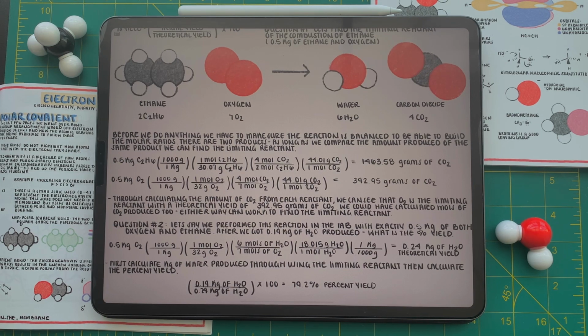Let's say we perform this combustion reaction in the lab and have a resulting 0.19 kilograms of water produced. Let's compare it with the theoretical to know our percent yield. Dividing the actual yield of 0.19 kilograms of water by our theoretical 0.24 kilograms of water and multiplying by 100, we get a percent yield of about 79.2%, which in perspective is a really good yield.